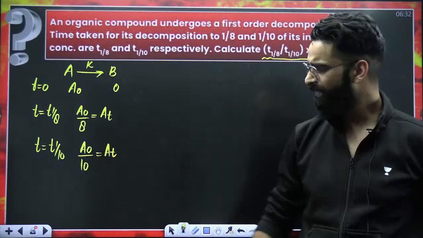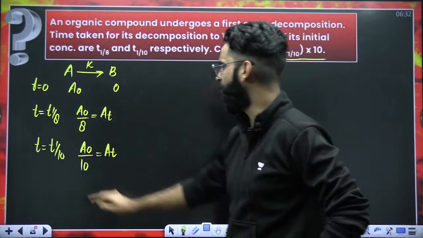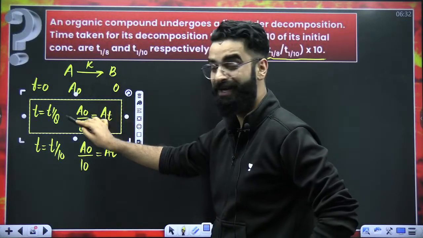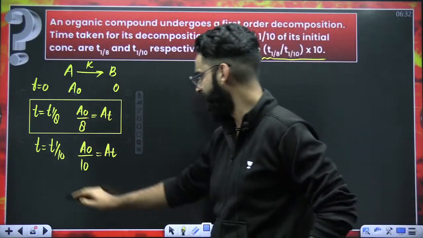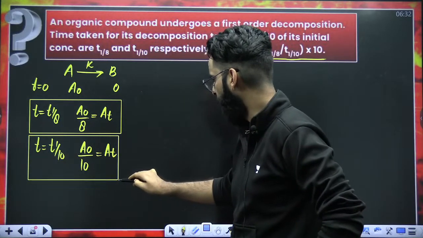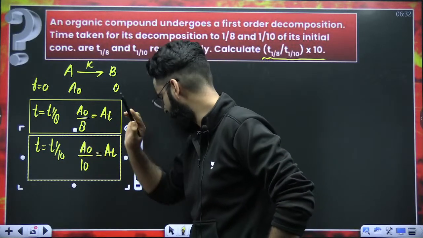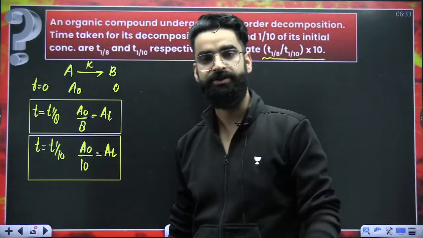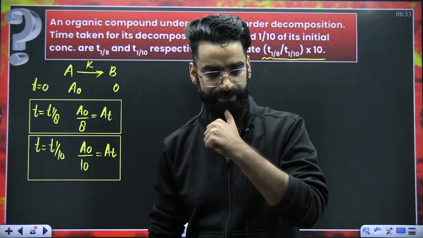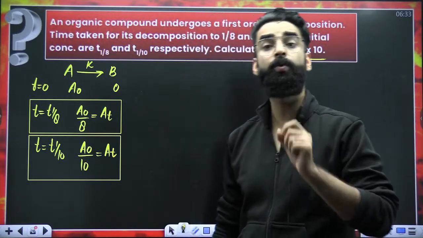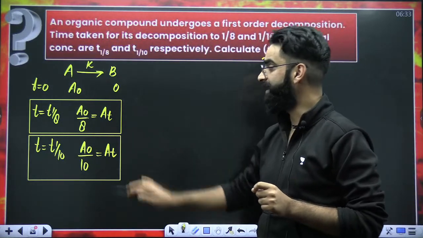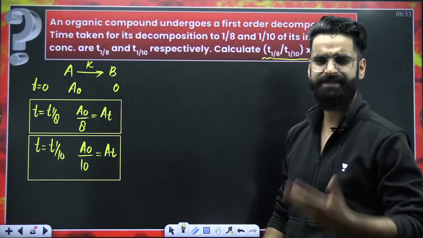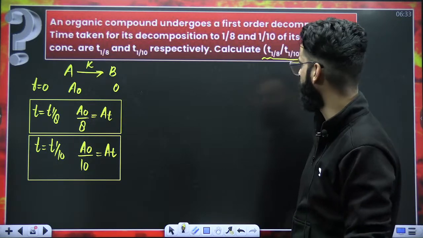So basically, what did I get? I got two conditions. At time T equal to T1/8, this is the concentration of reactant left in the container, and similarly at time T equal to T1/10, this is the concentration of reactant left in the container. Now, my dear students, I'll be using these conditions in the integrated rate equation. Let's see what we get.